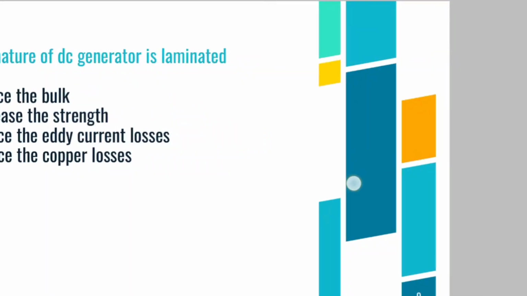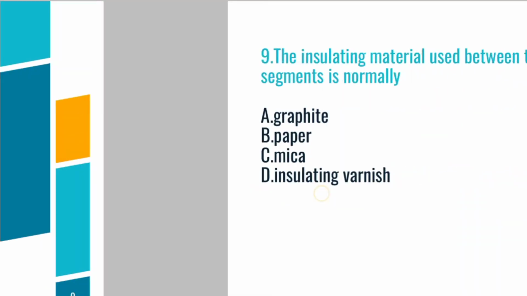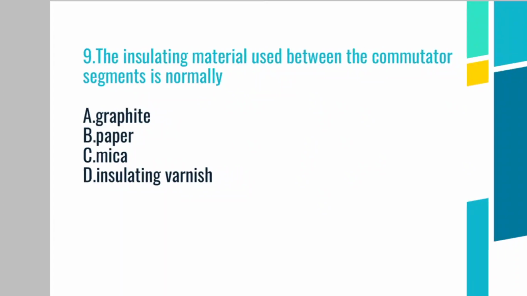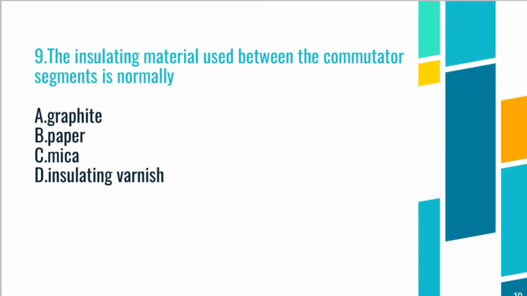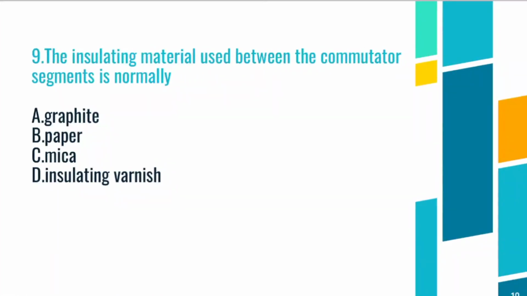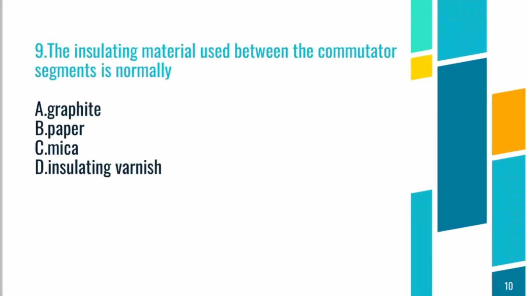Coming to the next question. The insulating material used between commutator segments is normally A graphite, B paper, C mica, D insulating varnish. Normally, commutator segments are separated by using mica. Graphite, paper, mica, insulating varnish are all insulating materials, but mica has more insulation strength and is easily placeable between commutator segments. Hence, we can use mica as the insulating material in commutator segments.